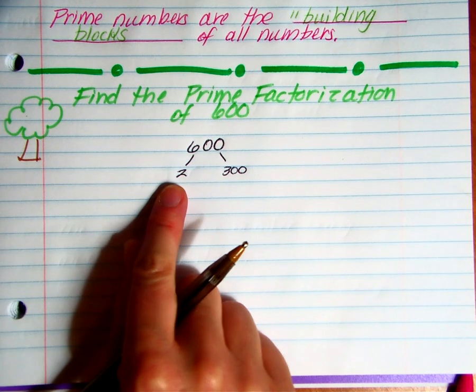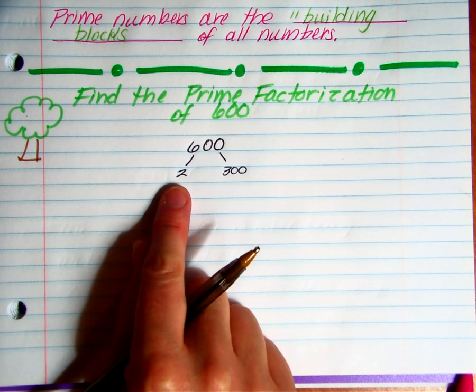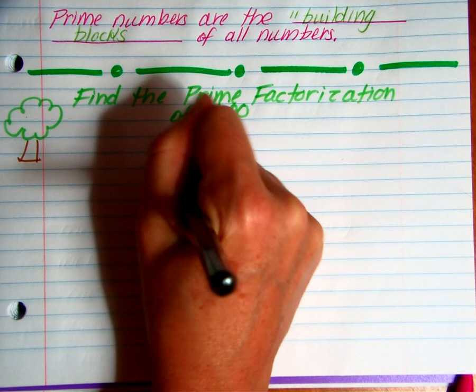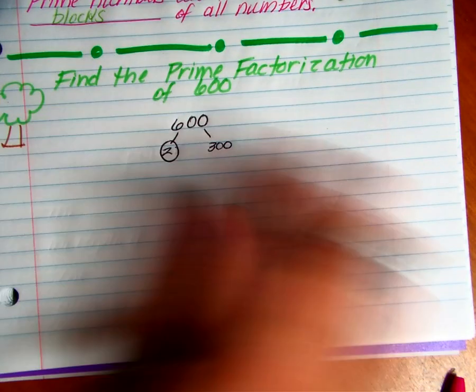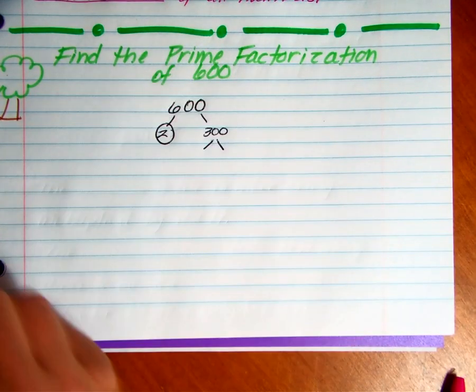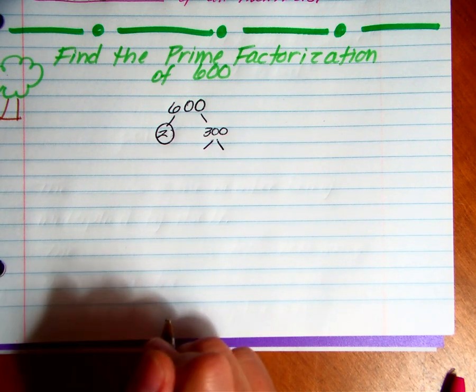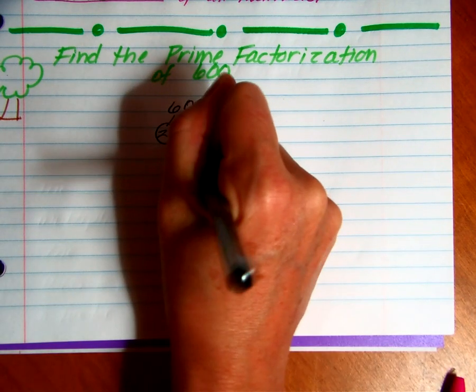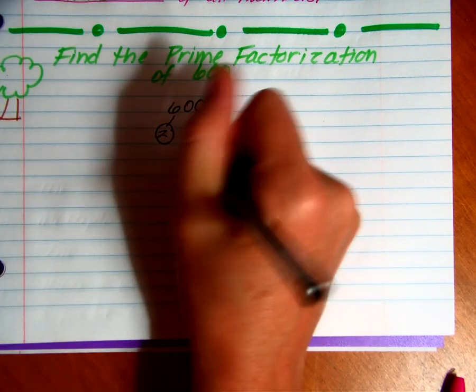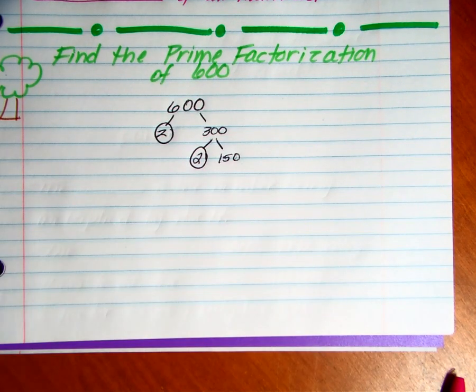2 is prime. I can't break 2 down into more branches. 2 is finished. I like to circle it. I call it a leaf. 2 is prime. 300 is still composite. Let's break it down. Let's call it 2 times 150. 2 is prime. That branch is finished. 150 is composite.